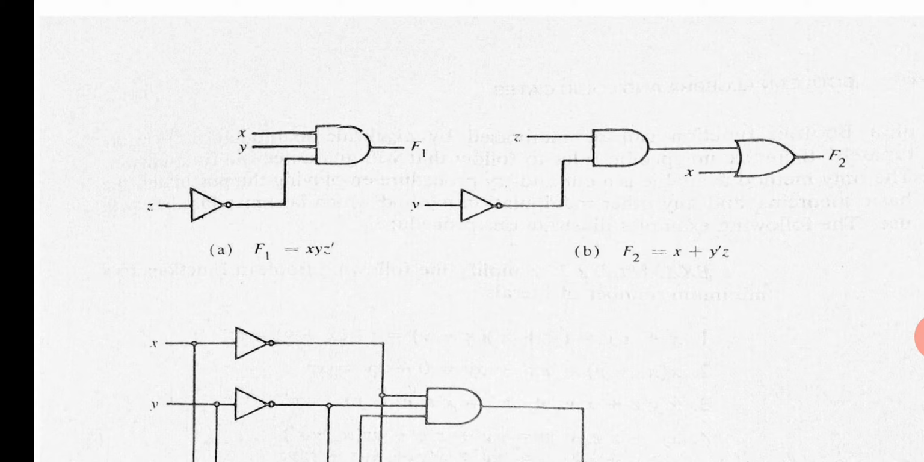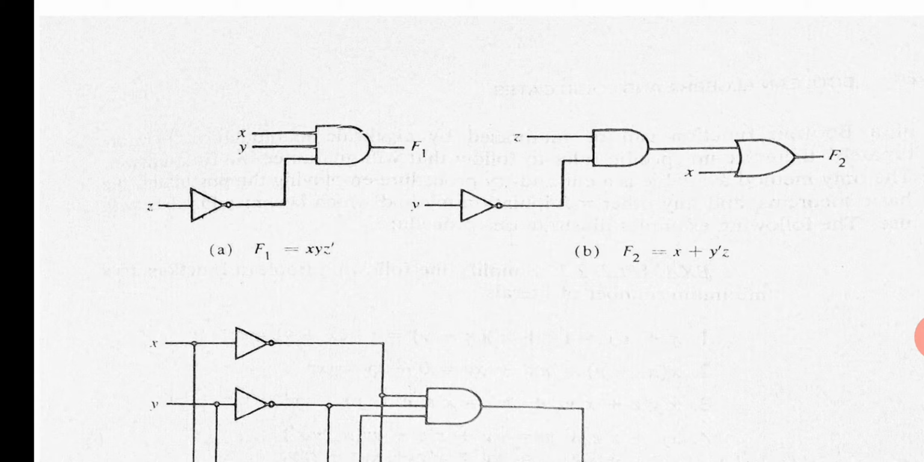Now see, F1 equal to X, Y, Z dash. It is one expression. Now X and Y should be directly given to the AND gate, but Z has one NOT gate because it is Z dash, isn't it? Directly you are not feeding that particular Z value to the AND gate. First you are inverting it using a NOT gate, then the result is fed to the AND gate. Ultimately you are going to get the result as F1.